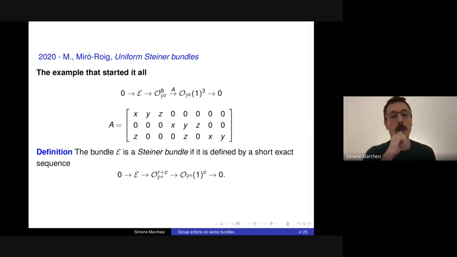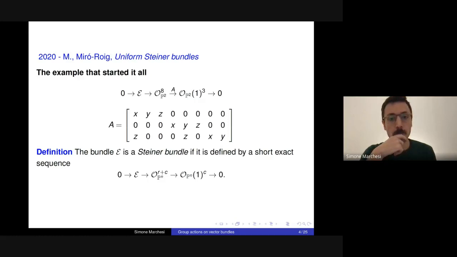So we have this vector bundle, which is defined as the kernel of this map from 8 copies of OP2 to 3 copies of OP2(1). And I give you the specific matrix of definition, a 3x8 matrix of linear forms. X, Y, Z are the coordinates of P2. And what can we say about this bundle?